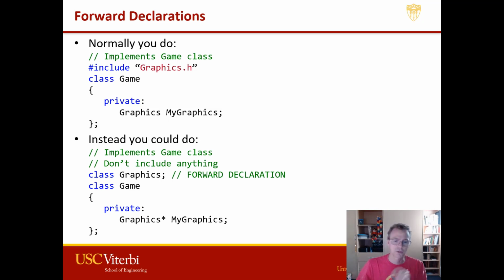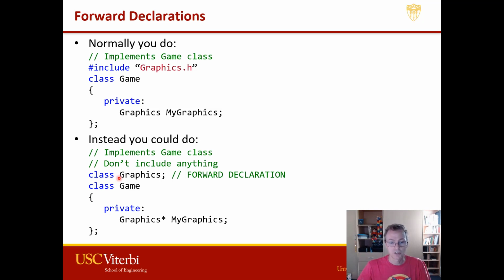Now in a forward declaration, the goal is to get this pound include out of game.h and put it in game.cpp instead. How do we do that? Well, if we change it to a pointer, then the compiler does not need to know exactly what it is. It knows what a pointer is. A pointer is 8 bytes. So it doesn't matter what a graphics is. It's a pointer. You can see that that's a pointer. And so by making a pointer, we don't need to know that, and therefore we don't need the header file.